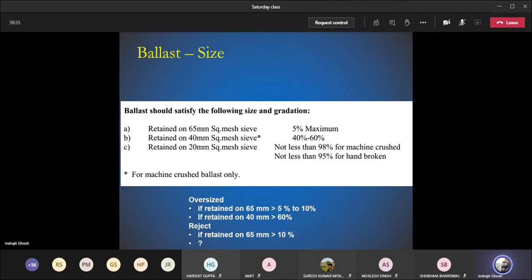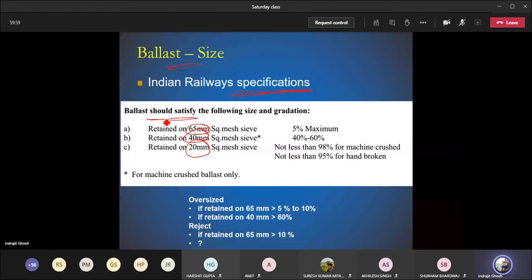Now there is a table from the Indian Railways website. Indian Railway has certain specifications in terms of the ballast size. There are certain sieve sizes you need to remember: 65 millimeter square mesh sieve, 40 millimeter square mesh sieve, and 20 millimeter square mesh sieve. They said that ballast should satisfy. It is not can, okay, or could. It is should. The following size and gradation.